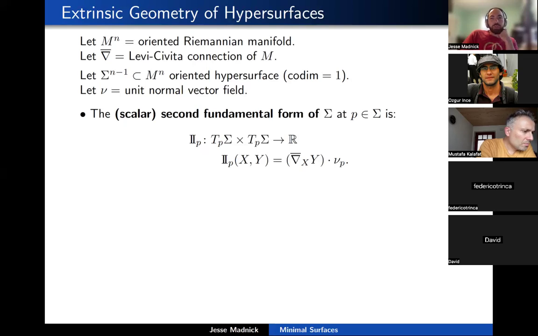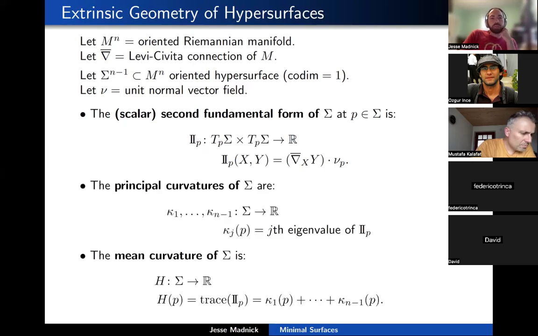Now, this is a quadratic form. And how do you understand quadratic forms? Well, you can use the spectral theorem and study its eigenvalues. So by the spectral theorem, you know that the eigenvalues are real. Let's give them a name. They're called the principal curvatures. Okay, so the principal curvatures of sigma are denoted kappa 1 through kappa n minus 1. Notice that they're functions. They depend on the point. Okay, so kappa j of p is the jth eigenvalue of the second fundamental form at p.